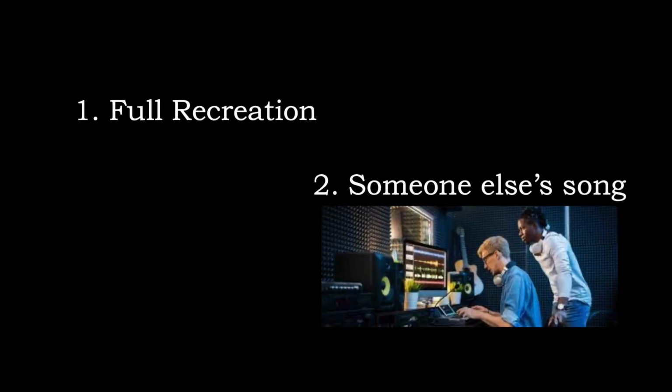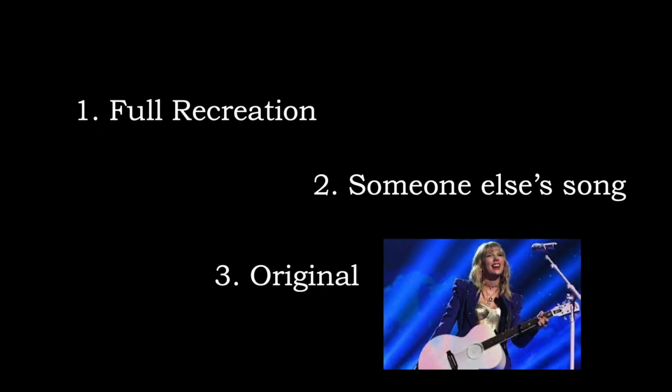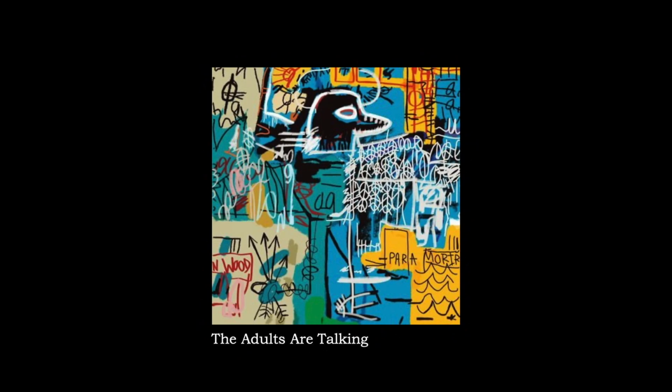Good afternoon, viewers. My name is Rafael Robles, and for my final project, I challenged myself to take 3 different approaches to music production. My goal here was to improve my versatility as an audio engineer and producer, and not simply stick to just one facet of my abilities. I did this by fully recreating an existing track, producing a song someone else wrote, and making my own original record. For the first of these challenges, I decided to replicate The Adults Are Talking by The Strokes.